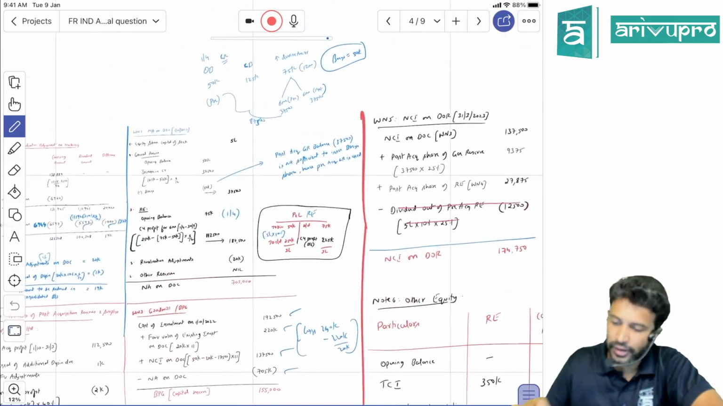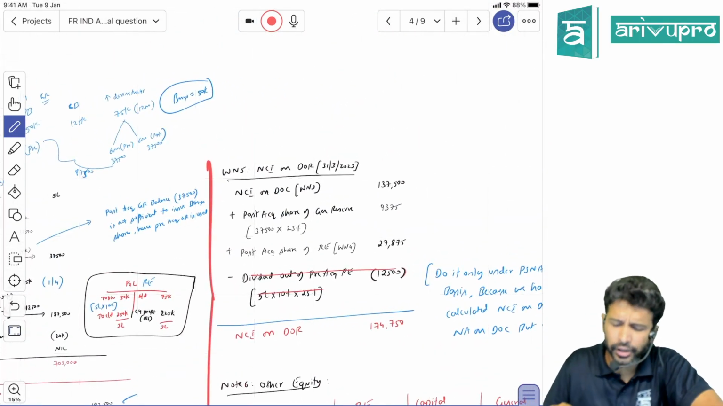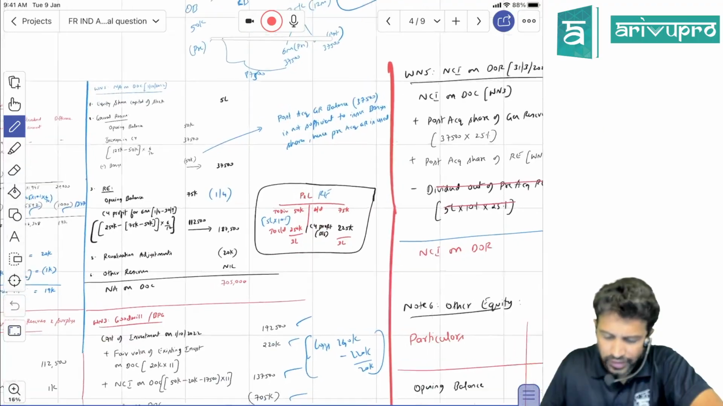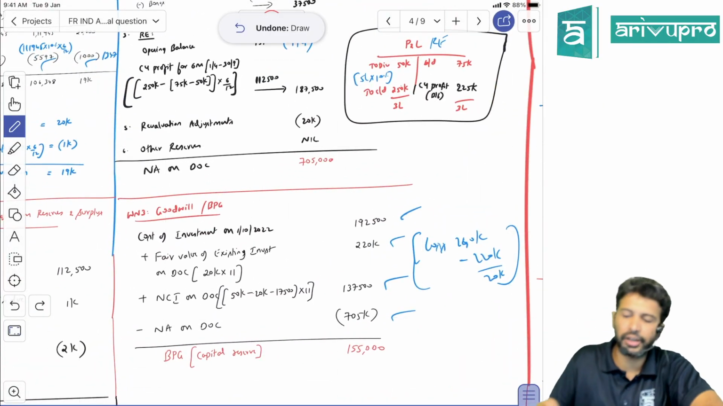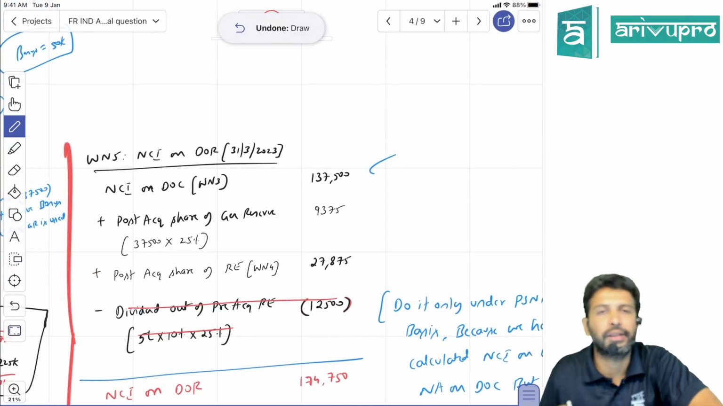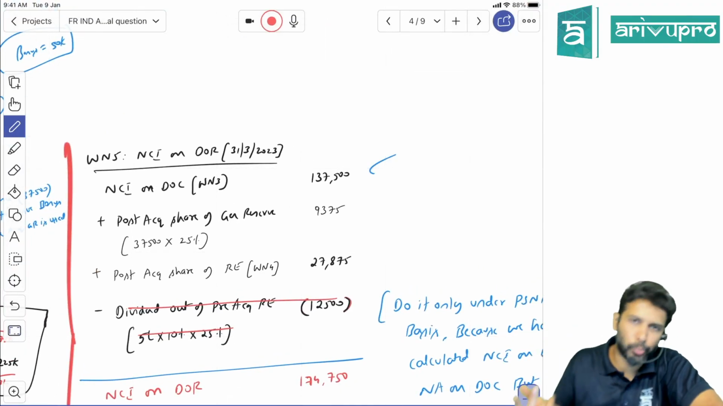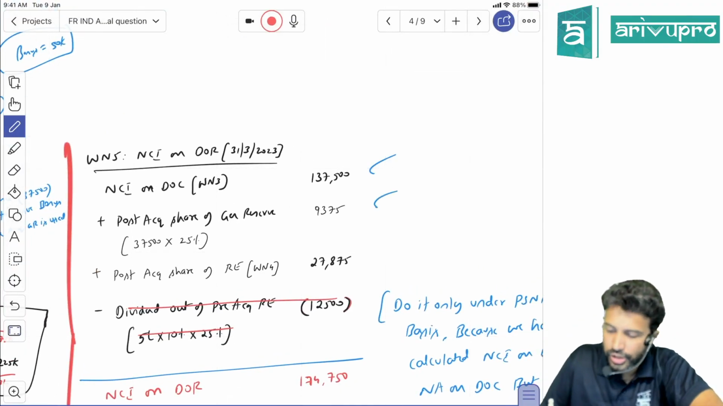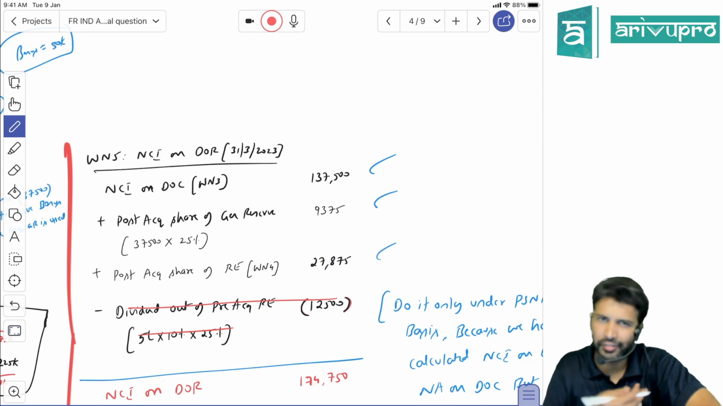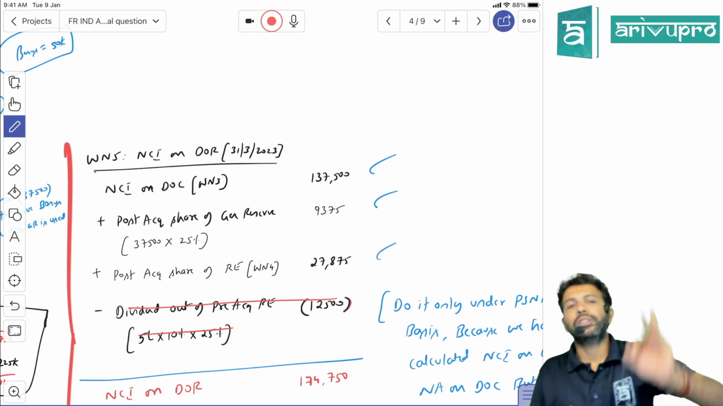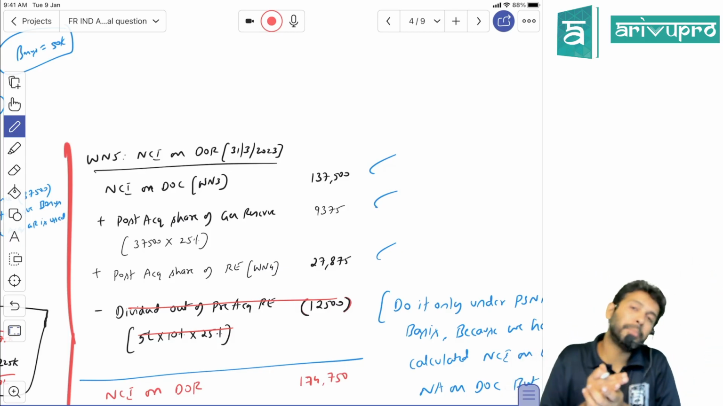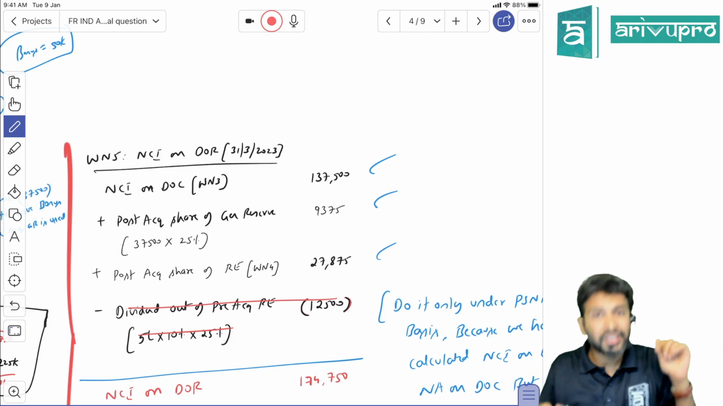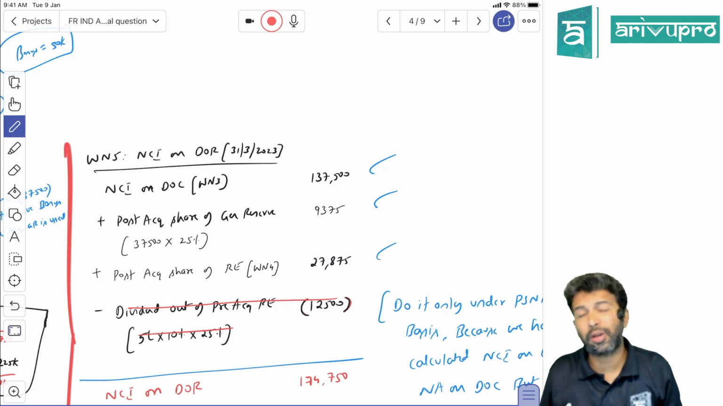Then working note number 5 for NCI, NCI on the date of control. We already know the fair value of NCI on the date of control, which we calculated earlier as 1,37,500. Then NCI will ask for their share of post-acquisition retained earnings and post-acquisition general reserve, which we got in the previous working note. Then one adjustment we used to do in the DEF problem: has the subsidiary company declared a dividend? Yes. Is that dividend declared out of pre-acquisition profit or post-acquisition?